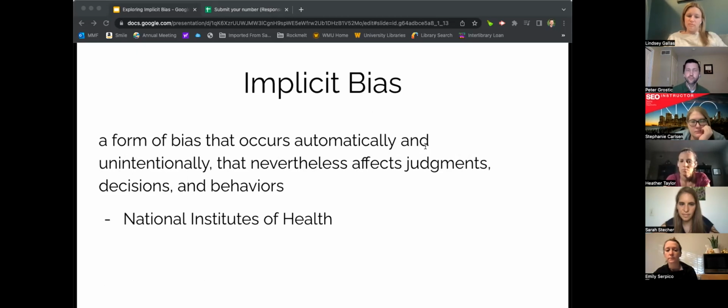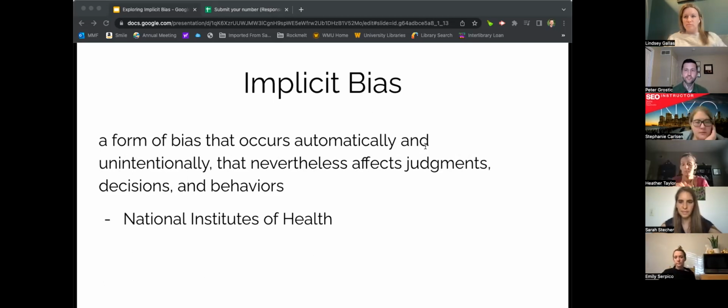The first important point to emphasize is the implicit part, this unconscious part of the definition. If we were aware of our biases, then by definition, they're no longer implicit, they're explicit, right? We sometimes call those prejudices when they have a negative connotation. Incidentally, this is one of the steps we can take to mitigate any harmful effects of implicit bias, by making what is implicit more explicit. And we'll talk about that a little bit more later in the presentation.